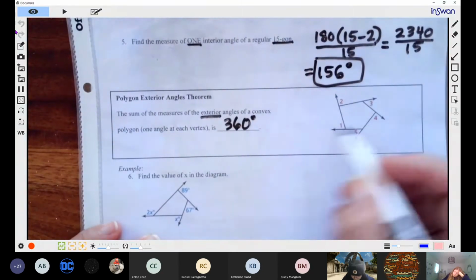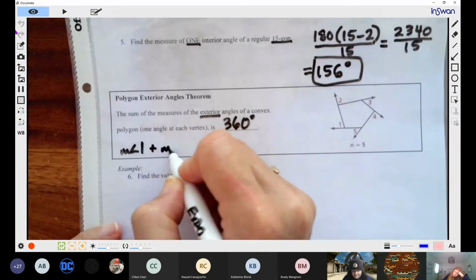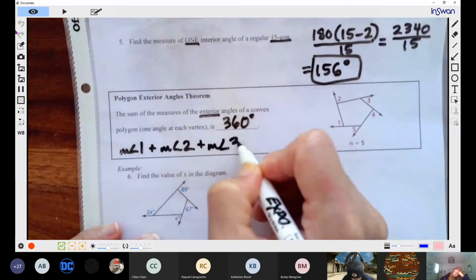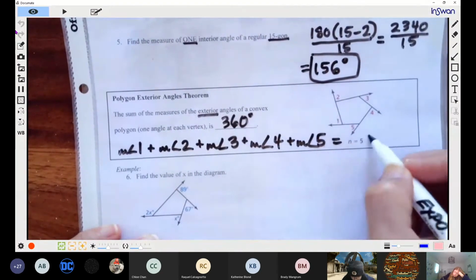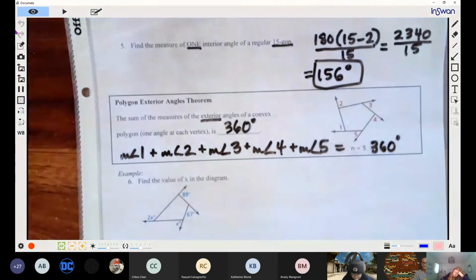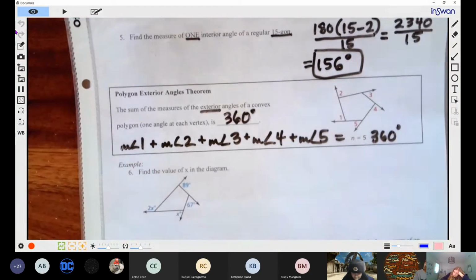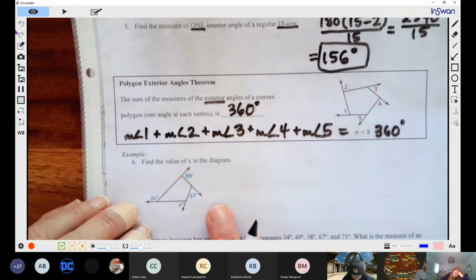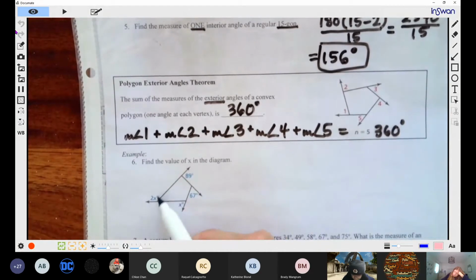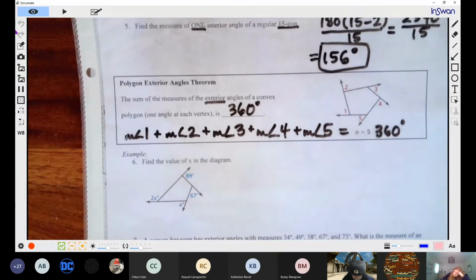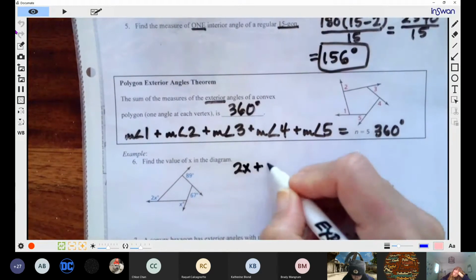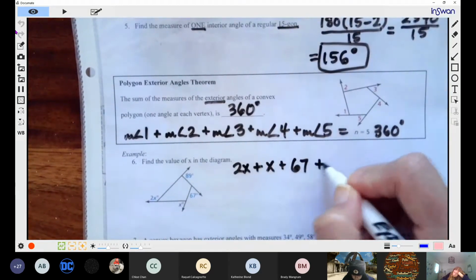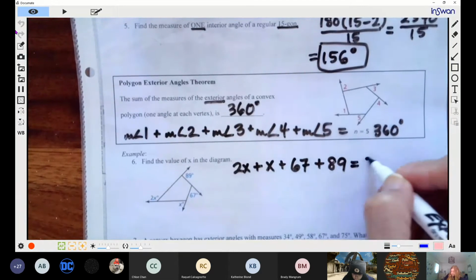So in this picture, it'd be the measure of angle 1 plus the measure of angle 2 plus angle 3 plus angle 4 plus angle 5, bam. And so it would be 360 if you were going to write an equation. Okay, that's it. Now, number 6 here, find the value of x. There's 4 angles, and you know that they add up to 360. So you're going to add them all together. So 2x plus x plus 67 plus 89, and they're all equal to 360.